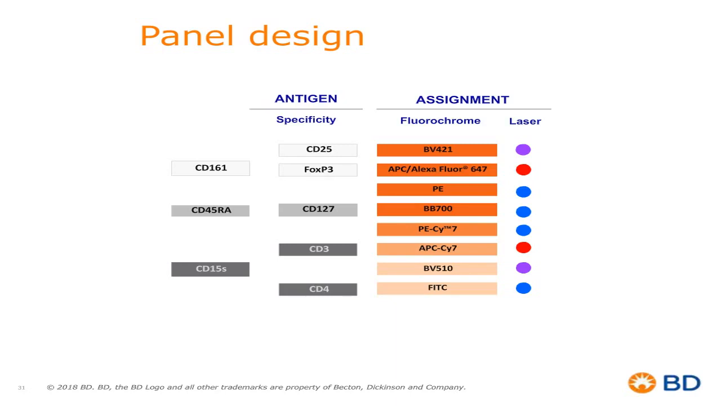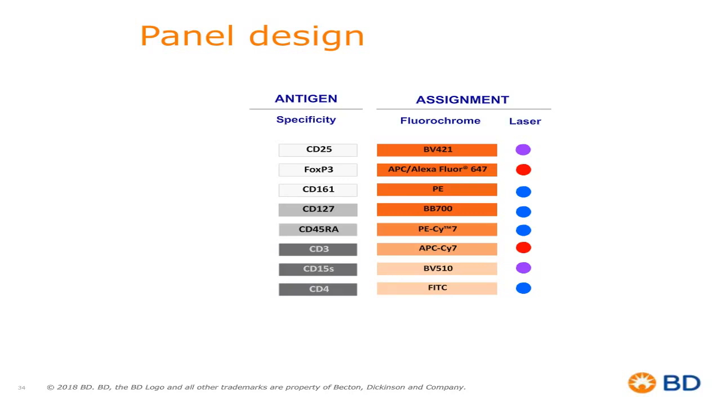So now I'm left with a few remaining markers, 161, 45RA, and 15S. So 161 I'm going to pair with PE. I'm running out of very bright fluorochromes, and so I want to pair it with something that I know will be able to resolve that antigen quite well. And then I want to make sure that 15S, since it's a primary antigen, is paired with one of my dimmer fluorochromes, and that leaves CD45RA PE size 7.